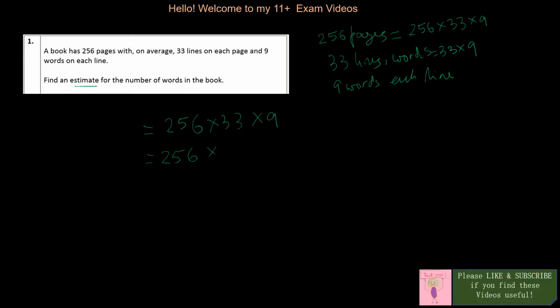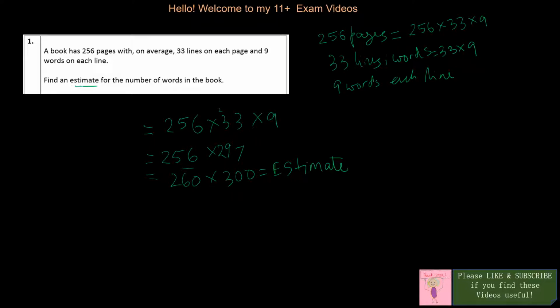3 times 9 is 27. 7 and 2 is carried over. 3 times 9 is 27 plus 2 is 29. So this I can simplify. 256 I can make 260, times 297 I can say is 300. Estimate. This is an estimate. So I am working out the estimate. So they don't want the real answer. So they have made it easier for us.